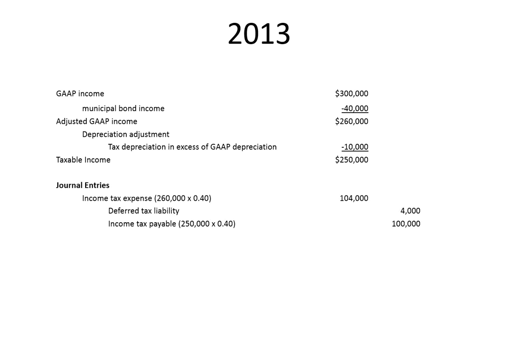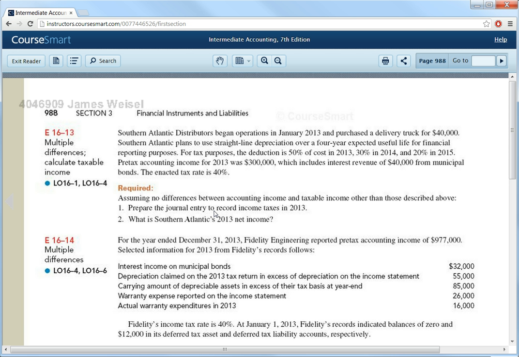All right, so we've already looked at 2013, and here's 2014. So we start out with that GAAP income of $350,000. We are going to subtract, again, that municipal bond income. Each year, we are assuming that we have $40,000 of municipal bond income. And so that just gets deducted right off the top to arrive at our adjusted GAAP income. Now, what we need to do is figure out, again, what happens with the depreciation deduction. Specifically, what's the difference between the two depreciation deductions? For GAAP purposes, we will once again have a $10,000 deduction.